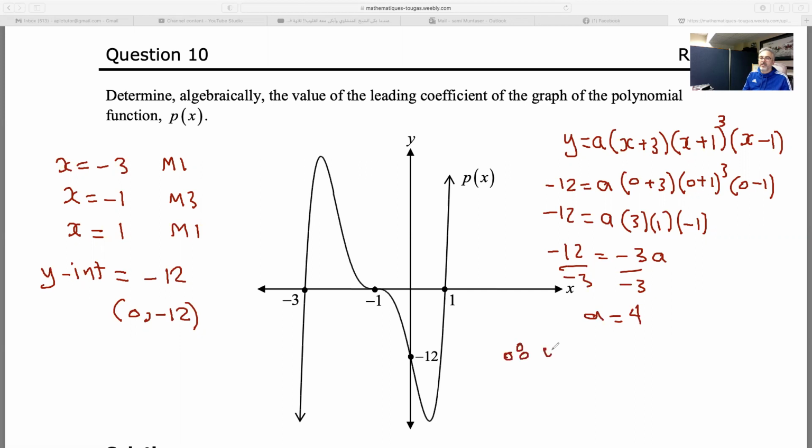My answer is y equals 4(x + 3)(x + 1) cubed (x - 1). That's your final answer right there for this one. Let's move on to the next question.